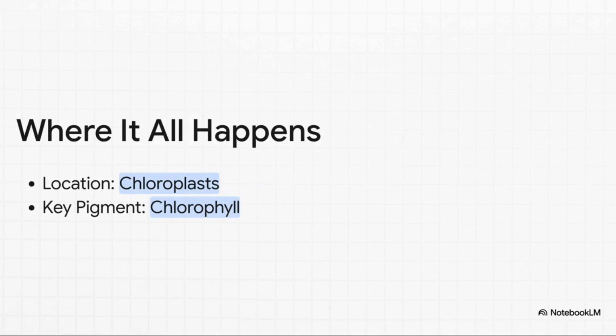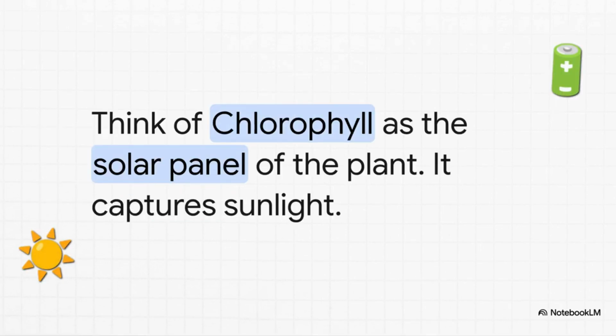Now for the where. This whole amazing process happens inside these tiny little factories in plant cells called chloroplasts. And the real MVP inside those chloroplasts, the thing that actually grabs the sun's energy, is a pigment called chlorophyll. And here's the perfect way to think about it. Just imagine chlorophyll as the plant's own personal set of solar panels, right? Just like a solar panel on a roof captures sunlight to make electricity, chlorophyll captures that same sunlight to create chemical energy that the plant can actually use. It is literally the engine that drives this entire process.